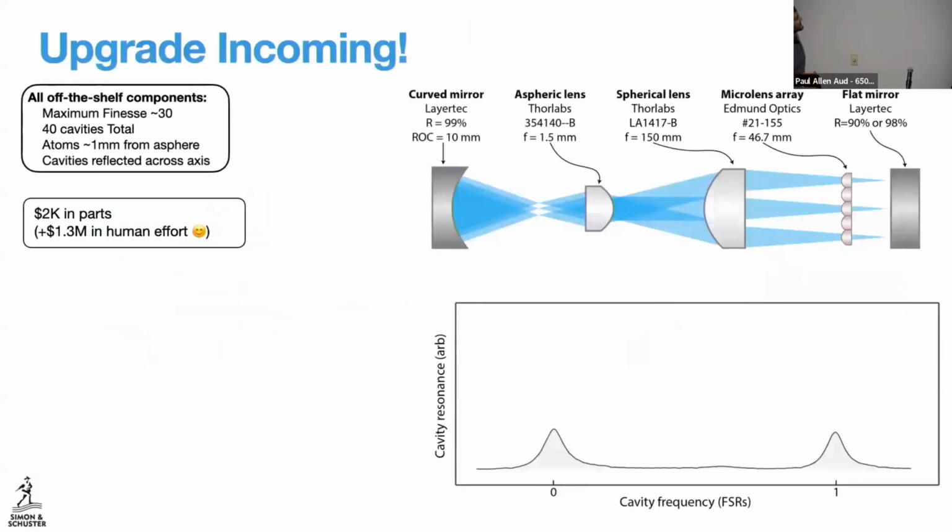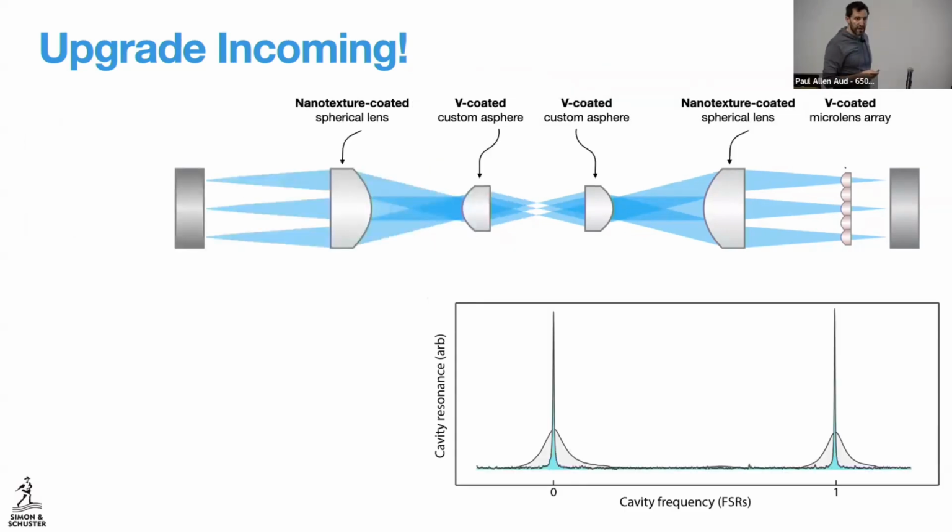The last thing I want to say is that we have a big upgrade that's ongoing in the lab. Those of you who got lab tours probably got to see a little of this. From our previous demo, our maximum finesse was 30 to 40. We had 40 cavities, and they were about 1 millimeter from the atoms. The whole cavity itself is about $2,000 in parts. It's really amazing. The human effort was a little more, but so this is what the mode structure looked like, and this is the mode structure of the new cavity.